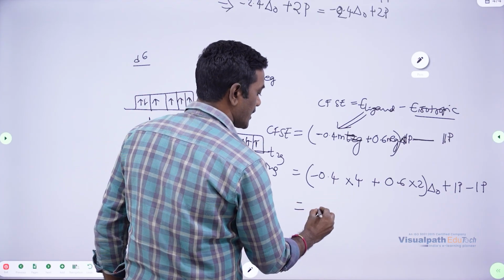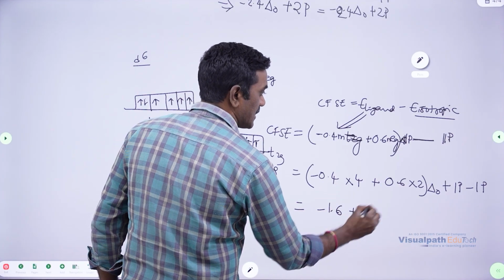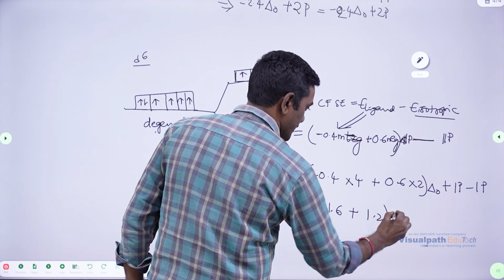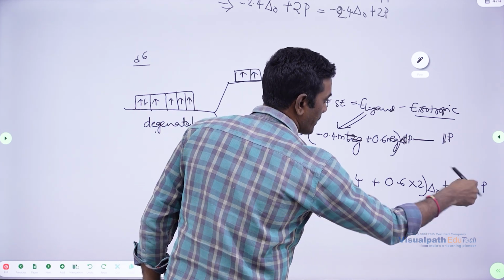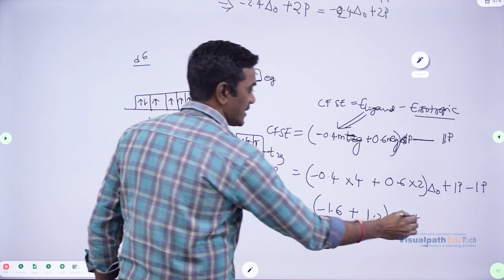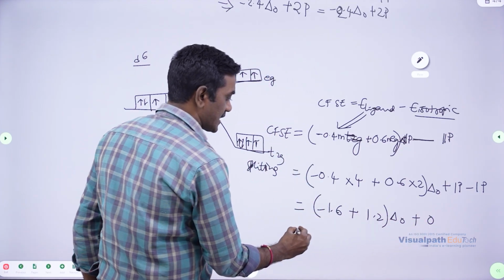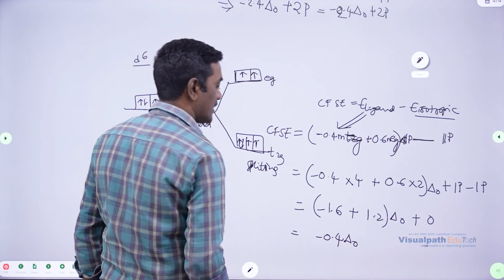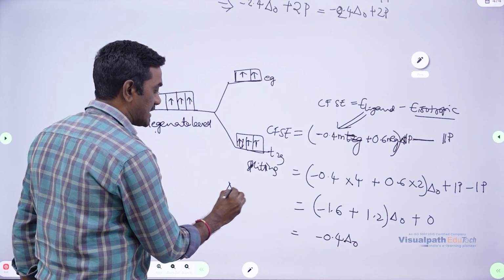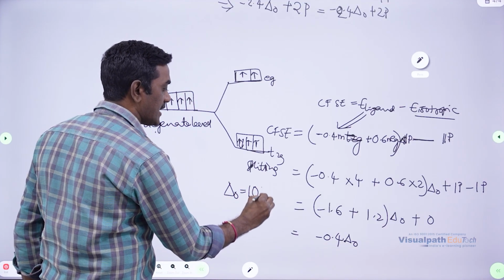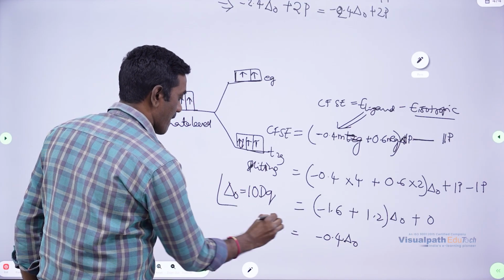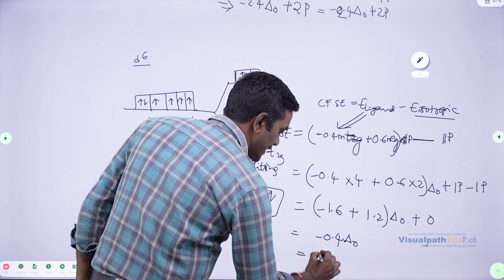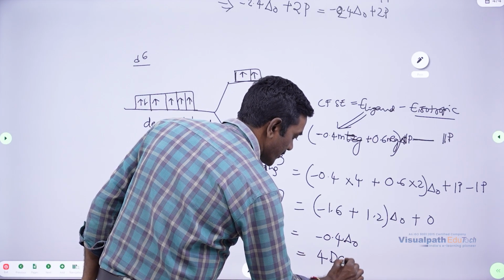Here, if you are considering, minus 1.6 plus 1.2 delta naught, and the p's will get cancelled. Here, minus 0.4 delta naught. We already know that delta naught is equal to 10 Dq, and if you want to convert this into Dq, this will become minus 4 Dq.